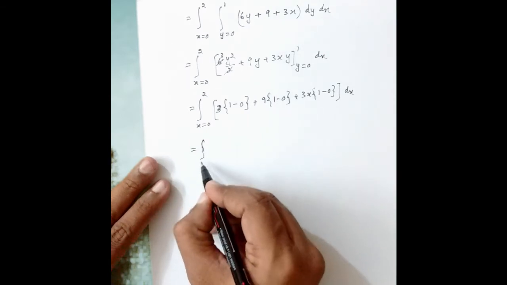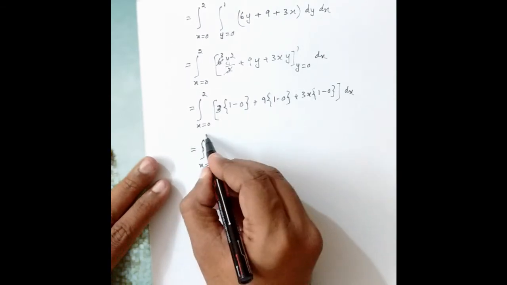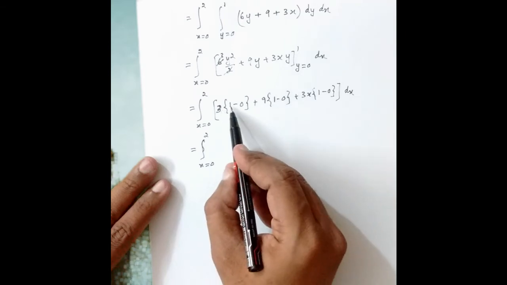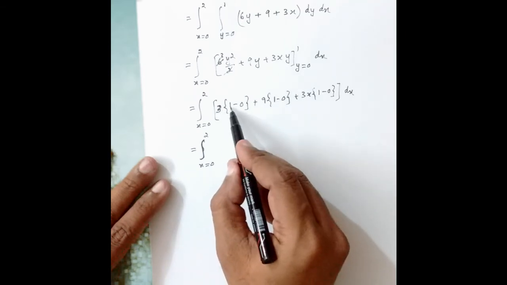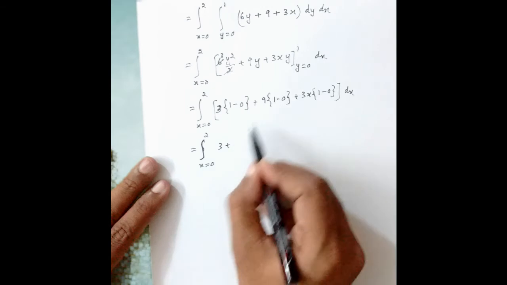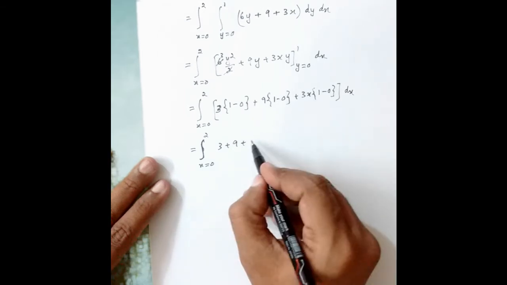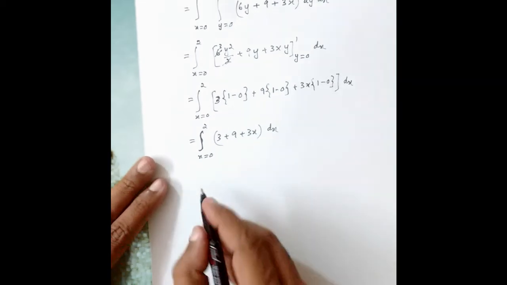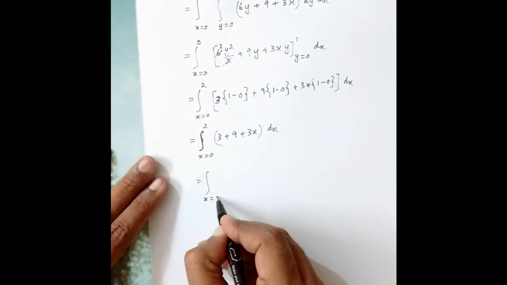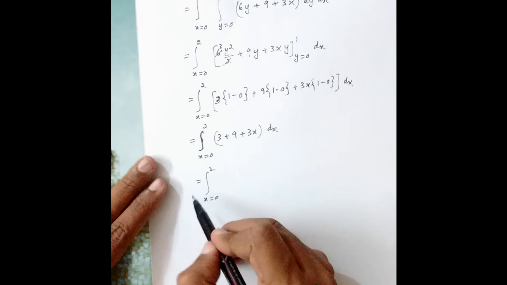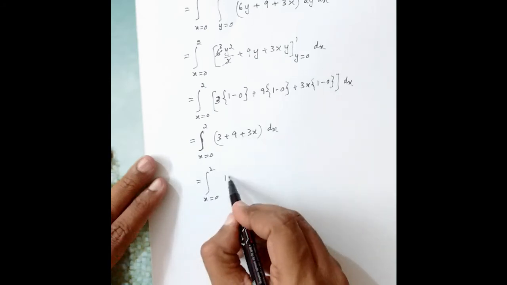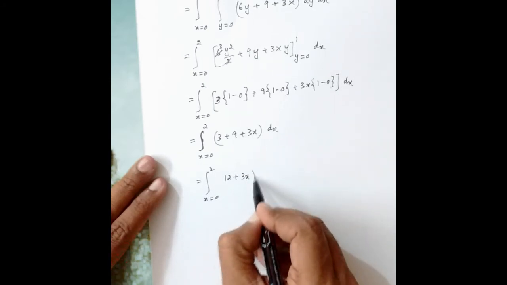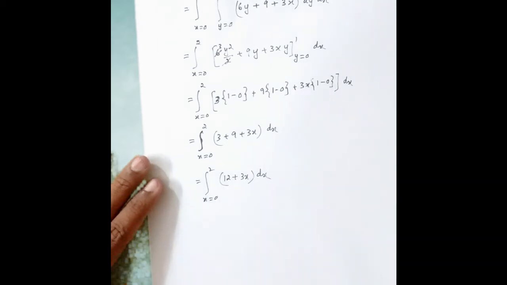So let us try to simplify it. Integral x is equals to 0 to 2. Just multiply 3 times of 2. So just multiply it. This is 3 times of 1. It is 3. Over here you have 9. Here you have 3x into dx. Or you just add one more step. Just add it. 9 plus 3 will be 12, plus 3x times of dx.